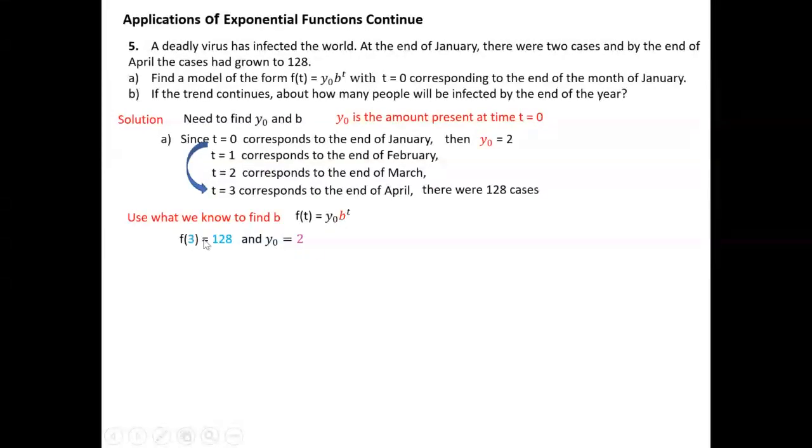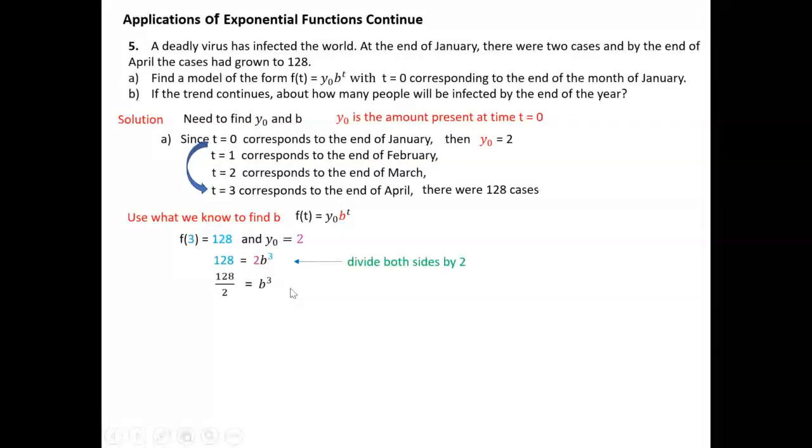Right, so now we're solving for b. F of 3 equals 128, which means 128 equals 2, my initial value, times b to the 3rd power, because f of 3 means we plug in 3 for the t. Now in this problem, all we do is solve for b. The first thing we should do is divide by 2. If we do that, it's going to give us 64 equals b to the 3rd power.